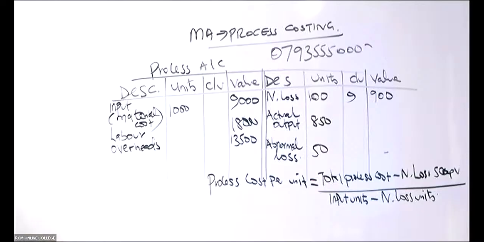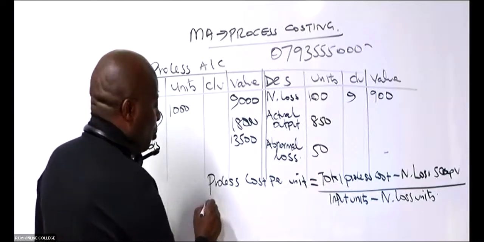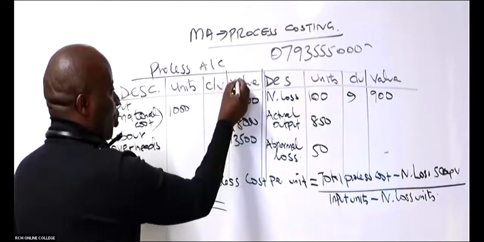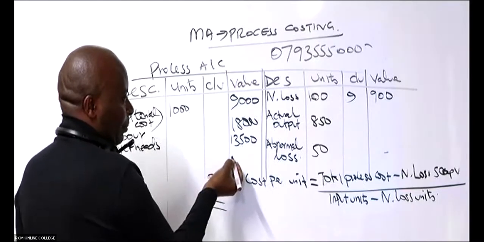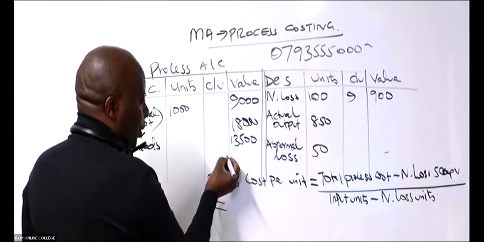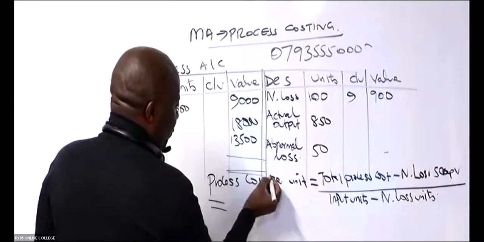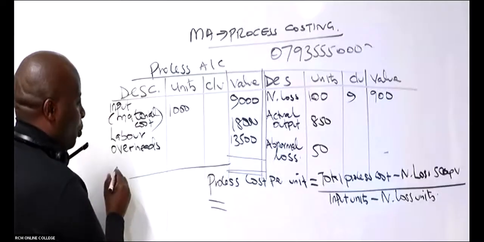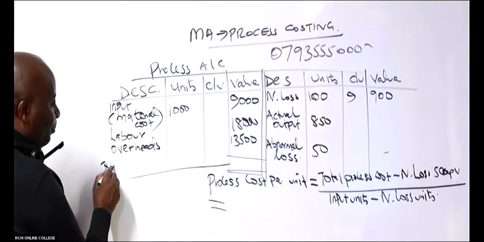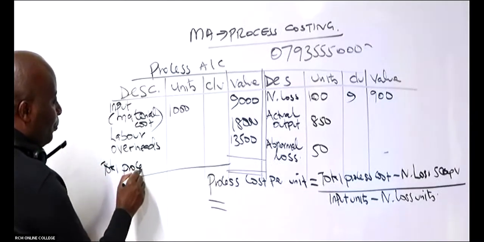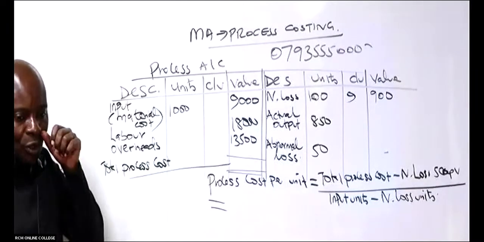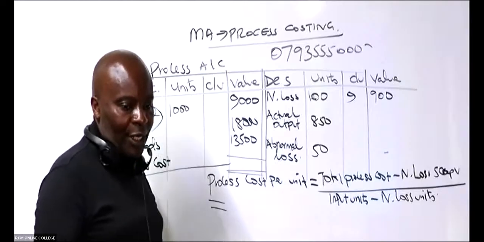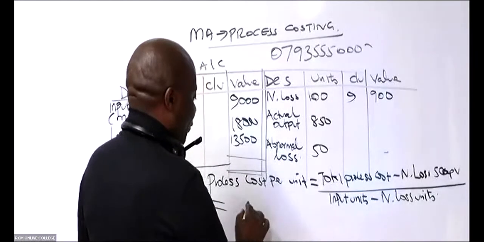So in this case, can somebody give me the total process cost? Total process cost, you add these expenses on the debit side. Add all of them. Anybody who is able to give me this figure, this will be the total process cost. I'm being told the total process cost is 4,500.